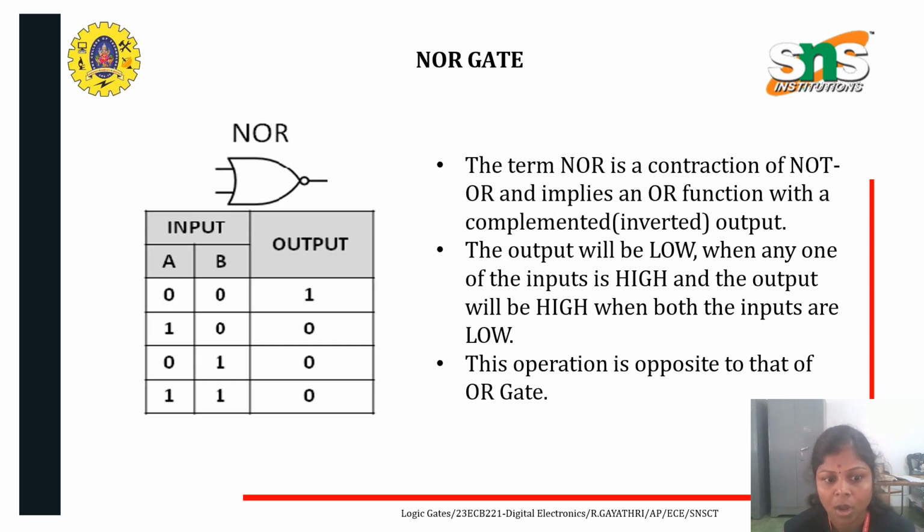And coming to the NOR gate, which is a combination of NOT and OR gate, it is also the complement of the OR gate operation. When both inputs are 1, the output will be 0. When either one input is true, the output will be 0. When both inputs are 0, the output will be 1.